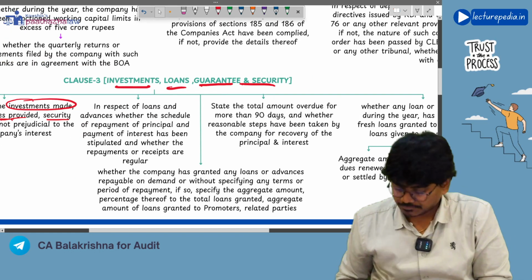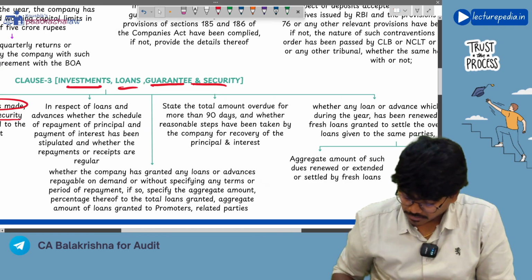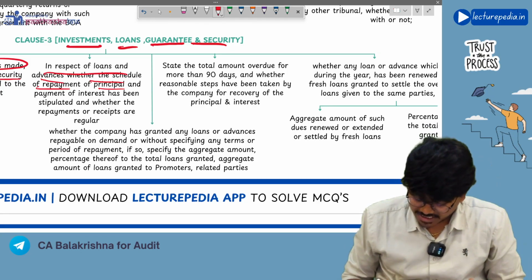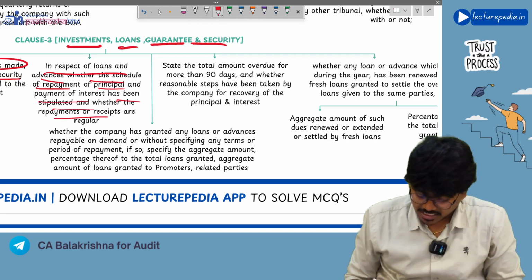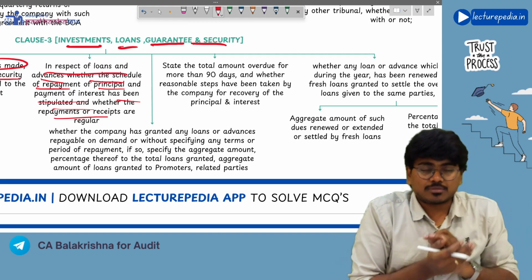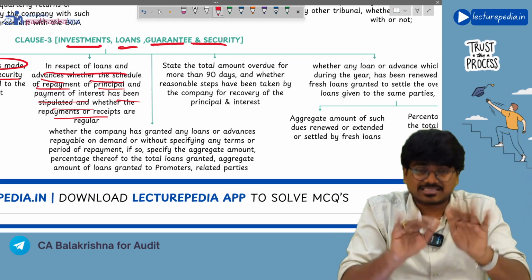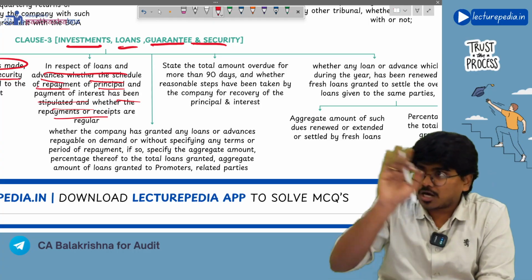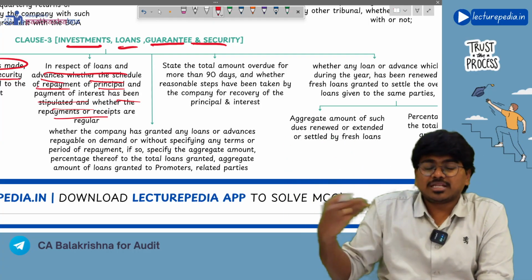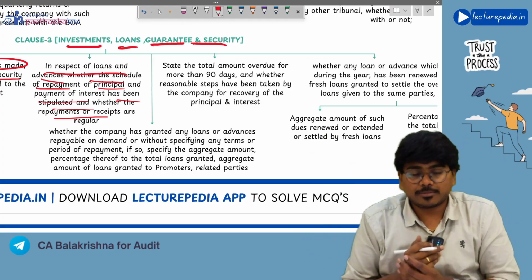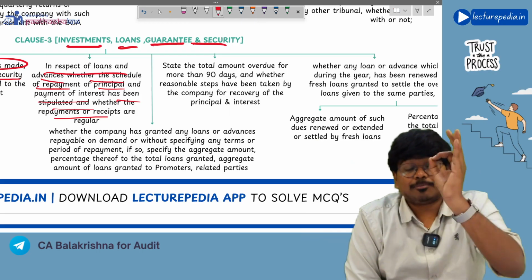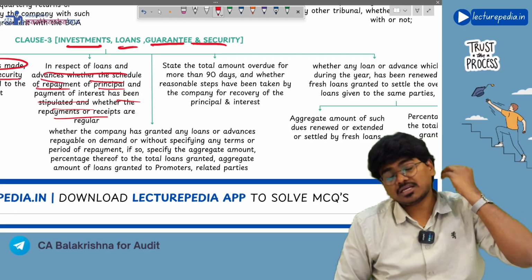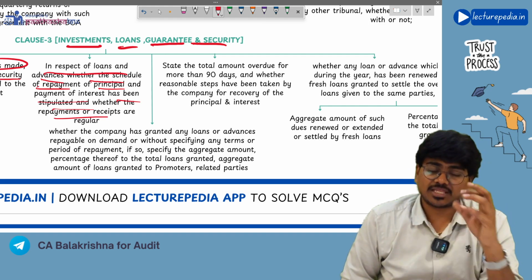Next, in respect of loans and advances, whether the schedule of repayment of principal and payment of interest has been stipulated, and whether the repayments are regular. See, if you take any loan from the bank, generally there will be a schedule of repayment, correct or not? In the same way, for the loans that the company has given, whether there is a schedule of repayment, like on which date the EMI amount will be received by the company. Like this, a schedule of repayment should be there. And also there should be proper realization of amount on a regular basis. These two things the auditor needs to report. If at all the amount is not received on a regular basis, then the auditor will report it.